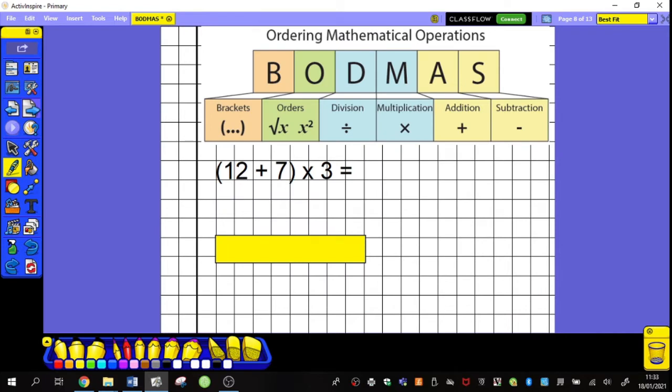So today we're moving on a little bit. We're not just going to be looking at the last four. Today we're going to be including brackets and orders as well.